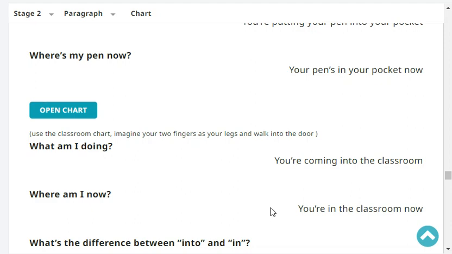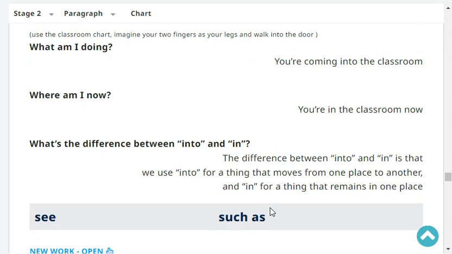Very good. So, what's the difference between into and in? The difference between into and in is that we use into for a thing that moves from one place to another, and in for a thing that remains in one place. Very good.